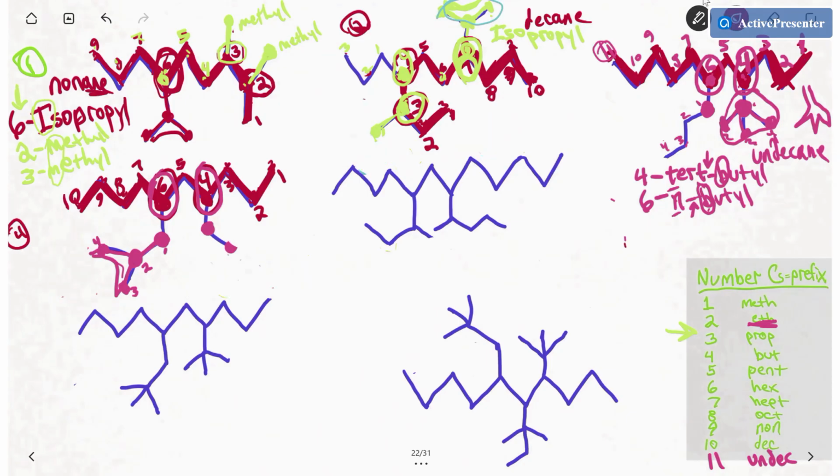Okay, so now let's go on to number 5 here, and let's find the parent chain. Here's a split right here, and this has 1, 2, 3, 4 carbons on this split, or 1, 2, 3 carbons on this split.